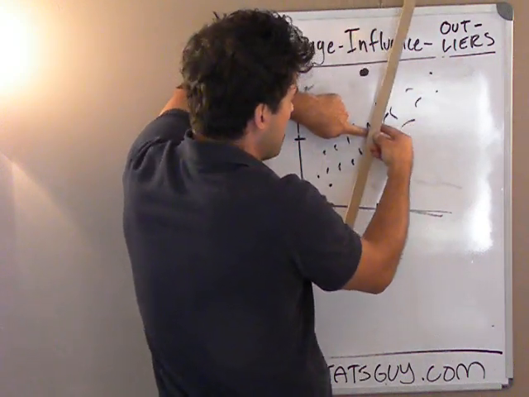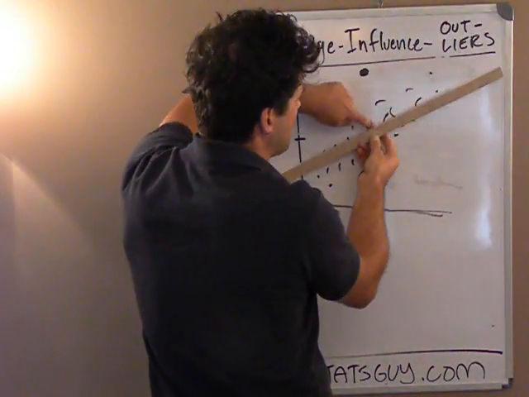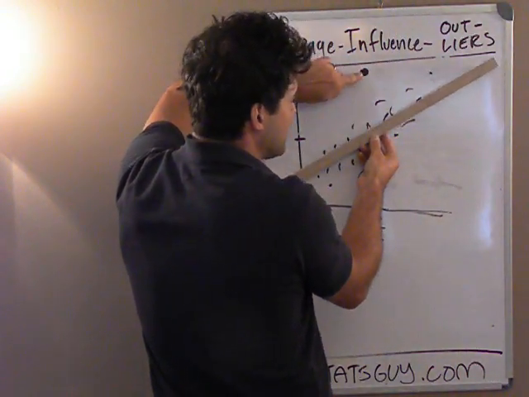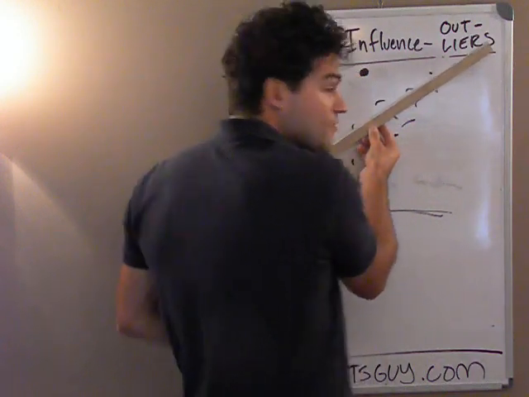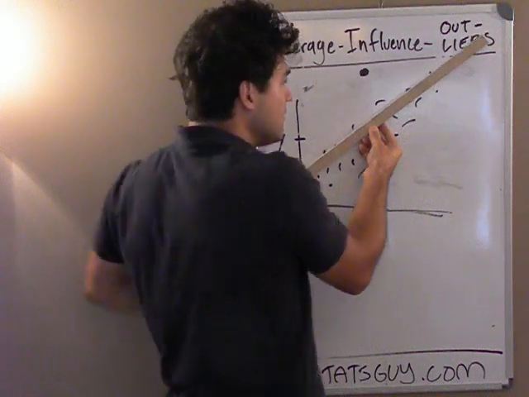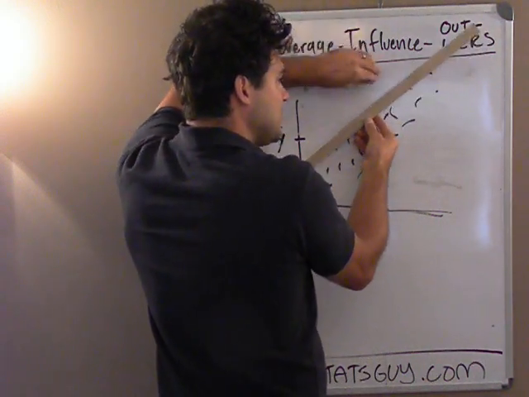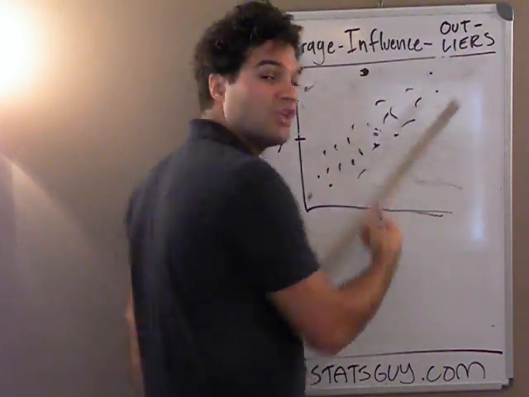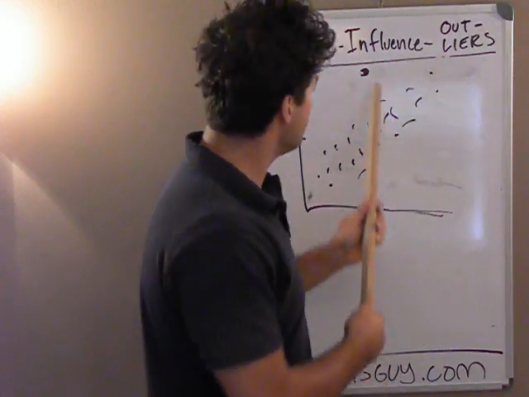Because look how far it gets away from all of these points. So it's trying to stay closest to all of the points. So what it does is, to get a little bit closer to this, it just goes like this. But the slope doesn't change. Take it away. These are just two parallel lines with the same slope. So the slope wasn't influenced. So that is not influential.